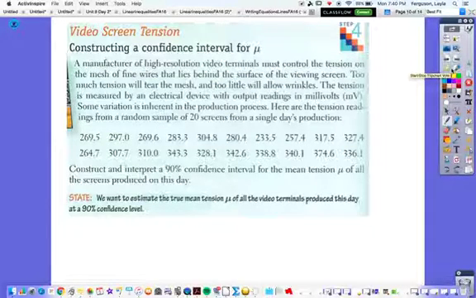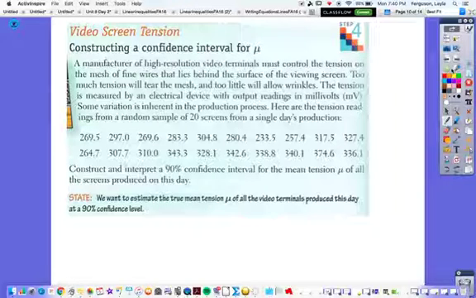So, we are going to look at an example of constructing a confidence interval for a mean. A manufacturer of high-resolution video terminals must control the tension on the mesh of fine wires that lies behind the surface of the viewing screen. Too much tension will tear the mesh and too little will allow wrinkles. The tension is measured by an electrical device with output readings in millivolts. Some variation is inherent in the production process. Here are the tension readings from a random sample of 20 screens from a single day's production.